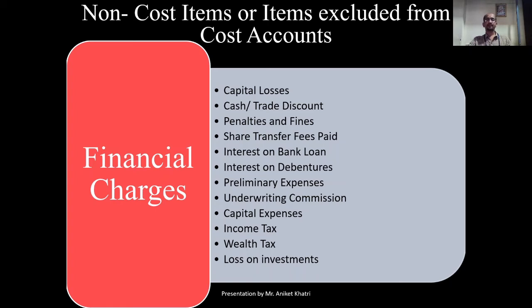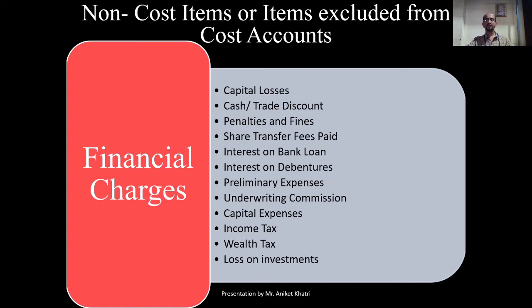Okay, penalties and fines, share transfer fees. This point also comes very often in the cost sheet. Interest on bank loan, interest on debentures, preliminary expenses. This one also is very important. You just remember preliminary expenses. Underwriting commission, capital expenses, both tax, income tax as well as wealth tax. So taxes, when you see the word tax, either income tax or wealth tax in the problem of cost sheet, just exclude it from the cost sheet.